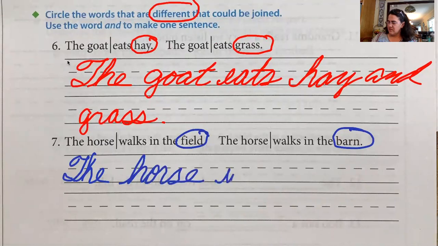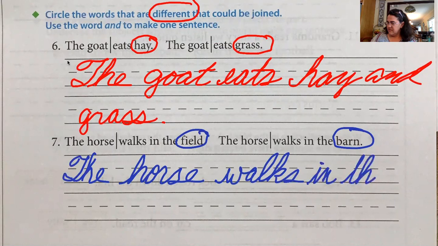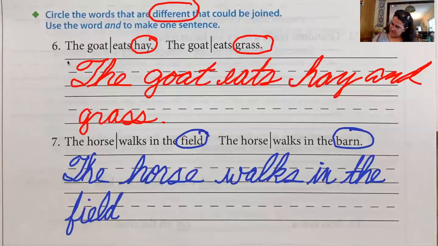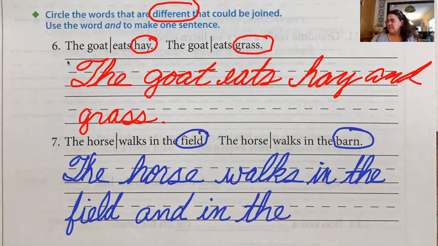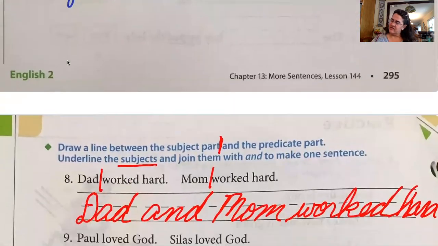The horse walks in the field and in the barn. Good job, second graders. Moving on.